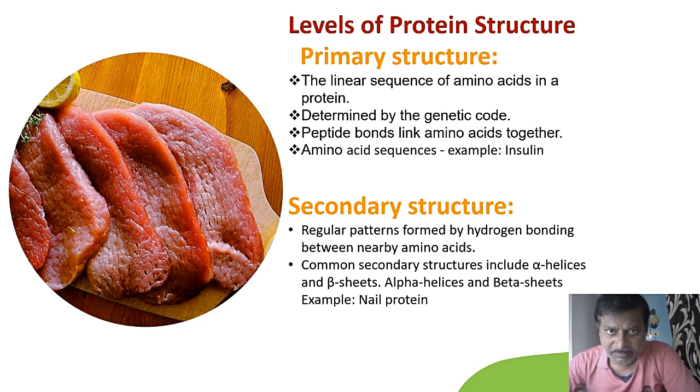This primary structure is determined by the genetic code, which comes from the DNA, a very important nucleic acid, which is the blueprint of any form of life. The peptide bonds present between two amino acids in this sequence link amino acids together, and it forms the primary structure. So these amino acid sequences form the primary structure of any protein. That gives you the very simplest structure. Example, insulin, which has a primary amino acid sequence structure.